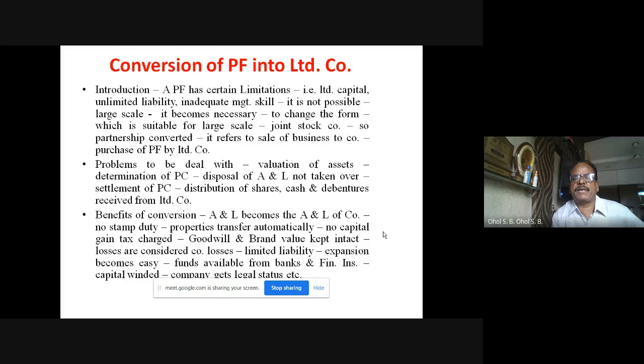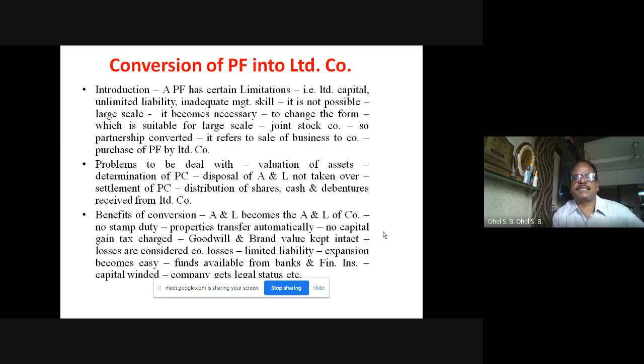Then again, the company gets legal status. The partnership firm business sometimes has legal status, but that is not that big or that understandable. But in the case of a company, if you establish the company, then the partners' status is also increased, due to the legal entity status of the limited company.